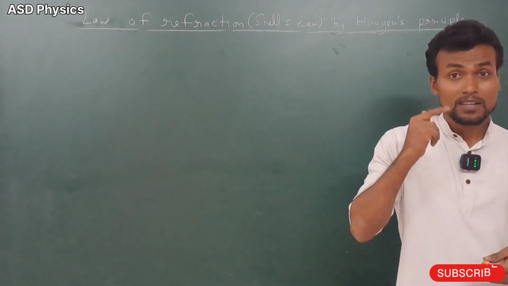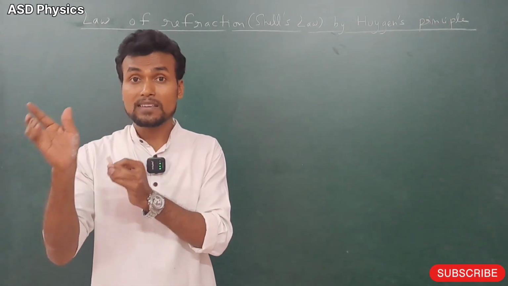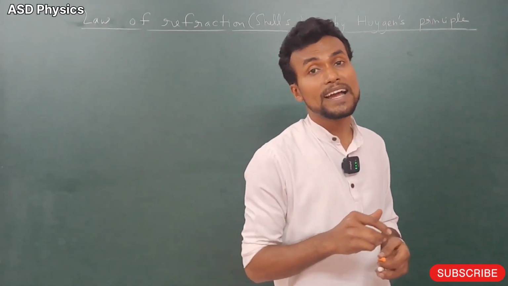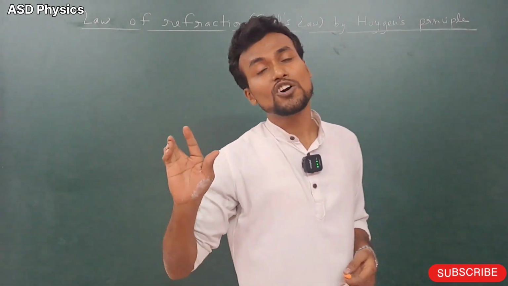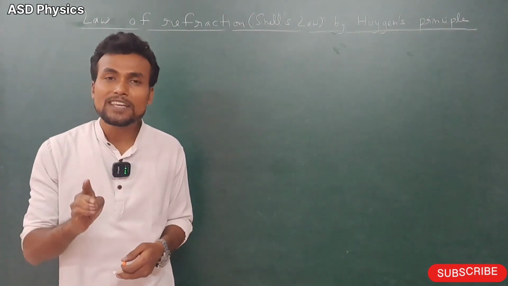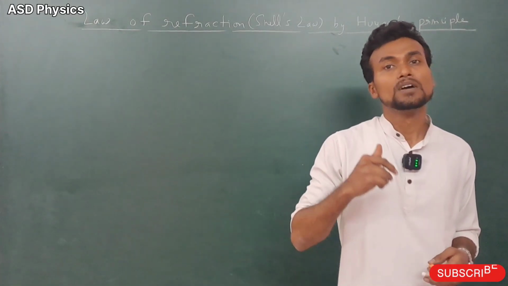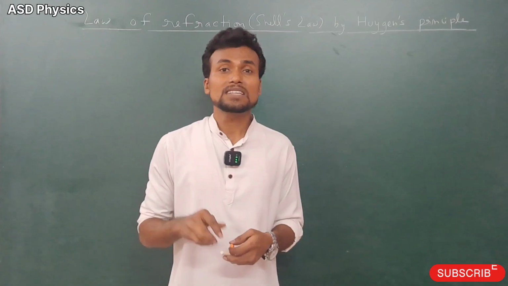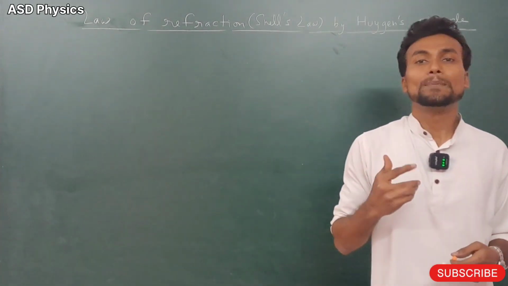After that, a very important point: the angle between the wavefront and the corresponding ray of light will always be how much? 90 degrees. Next, if we talk about the types of wavefront, there are three types in our syllabus: first, spherical wavefront; second, cylindrical wavefront; and third, plane wavefront.